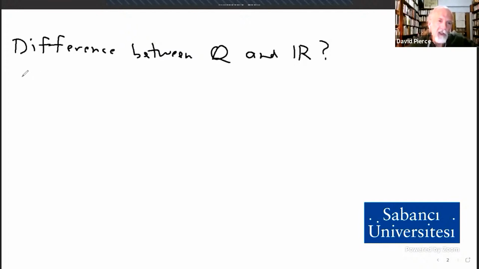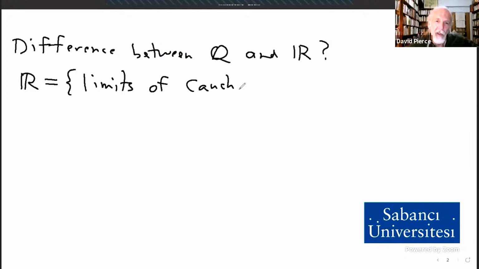We can understand the real numbers as follows: every real number is a limit of a Cauchy sequence in Q. These are sequences where the differences between entries become as small as you like. They may not have a rational limit, but they have a real limit.